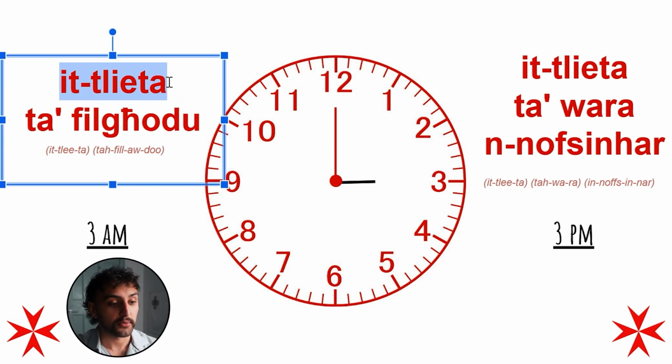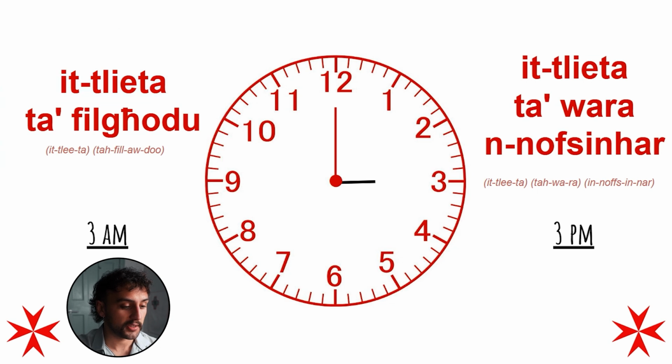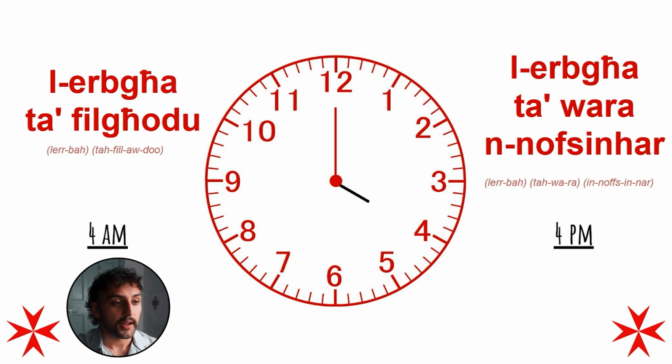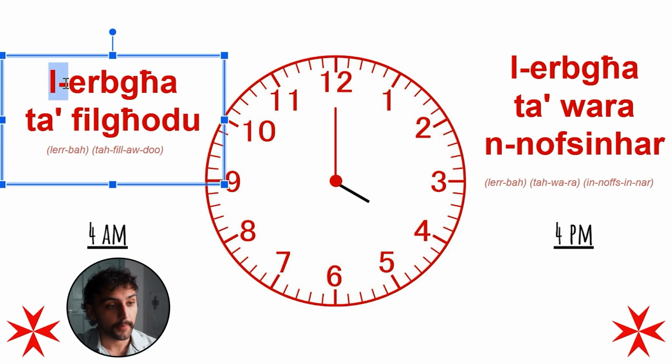Now let's look at how to say 4 o'clock in Maltese. L'erba, l'erba. Once again, the number 4 in Maltese is literally erba. So to convert that into an actual time, you need to add the definite article in front of the number, which in this case is the ele hyphen.